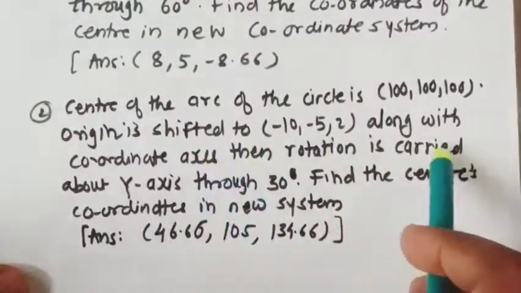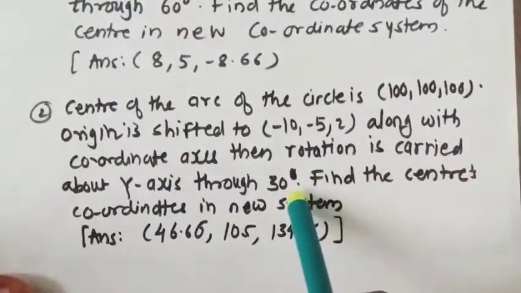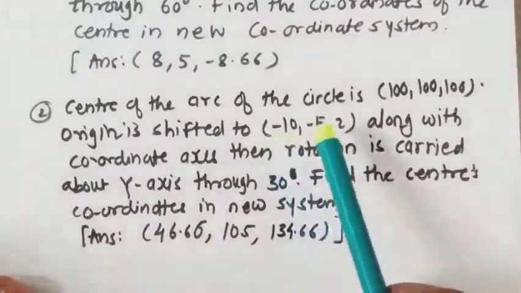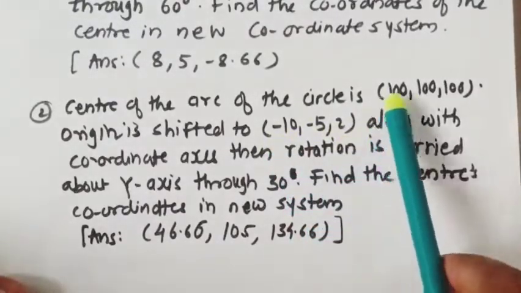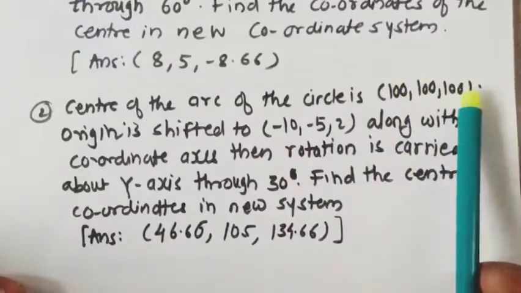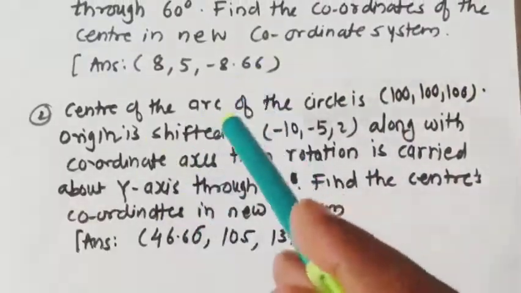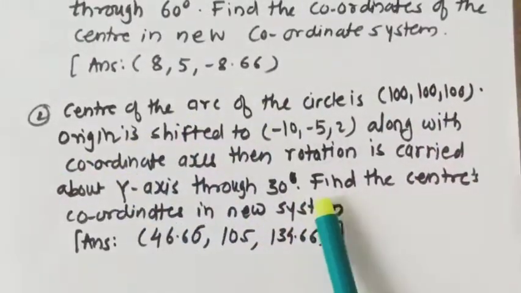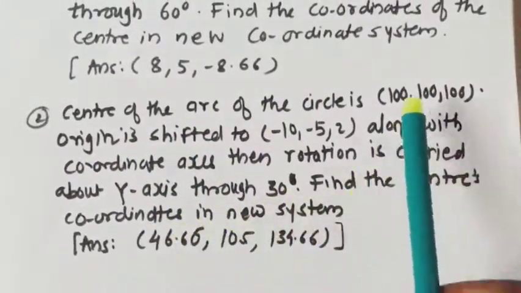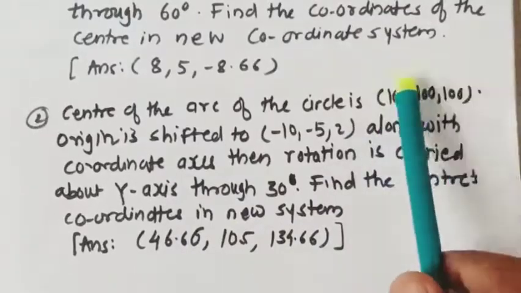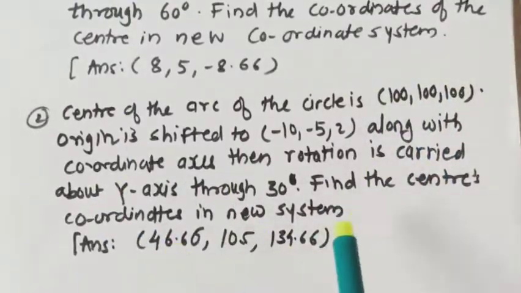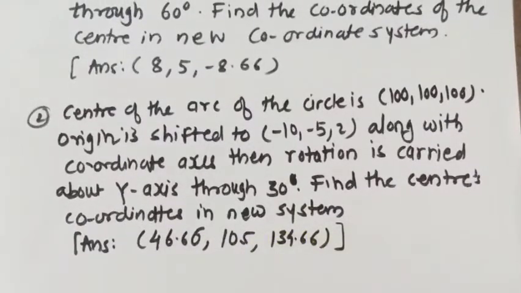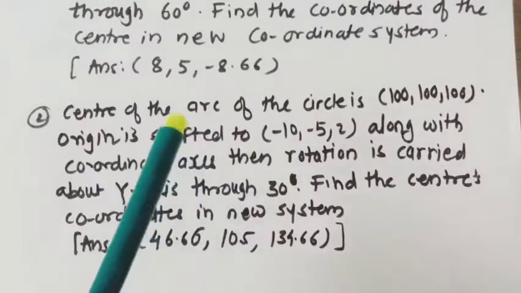Here instead of the x-axis, the rotation is about the y-axis. Theta is 30 degrees. The UVW origin is shifted to this point minus 10, minus 5, 2, and the original point is 100, 100, 100. We need to calculate the coordinates of this center of the arc in the new system. Okay, find the center's coordinates in the new system. This is the original coordinates in the original system, and the new system coordinates will be 46.66, 105, 134.66. Try to get these answers.